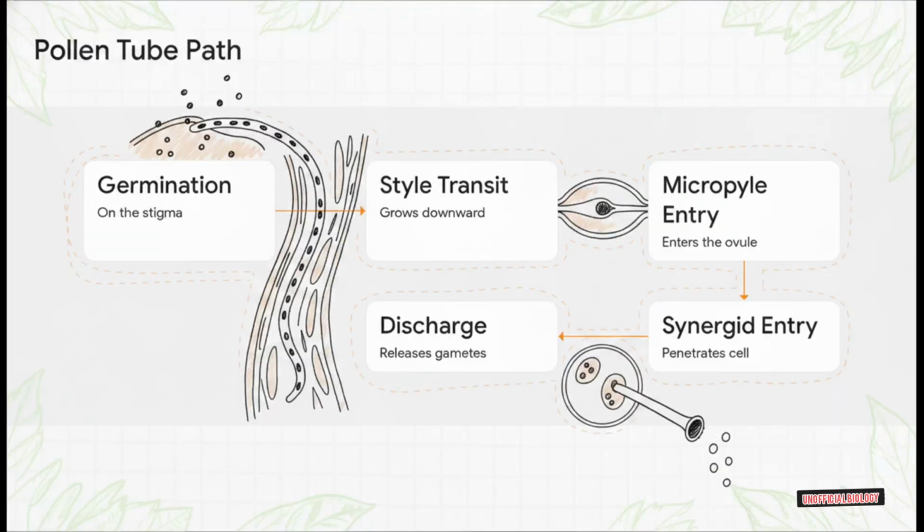Let's clearly break down this exact chronological sequence so you can easily lock this pathway into your memory. It kicks off with germination up on the stigma. Then comes the style transit, where the tube literally grows downward. Next up is the micropyle entry, where it finally enters the ovule. Then, the absolutely critical synergid entry. This is where the tube actually penetrates one of those 2 synergid cells we just talked about. And finally, the big moment, discharge, where the tube bursts to release those 2 male gametes.